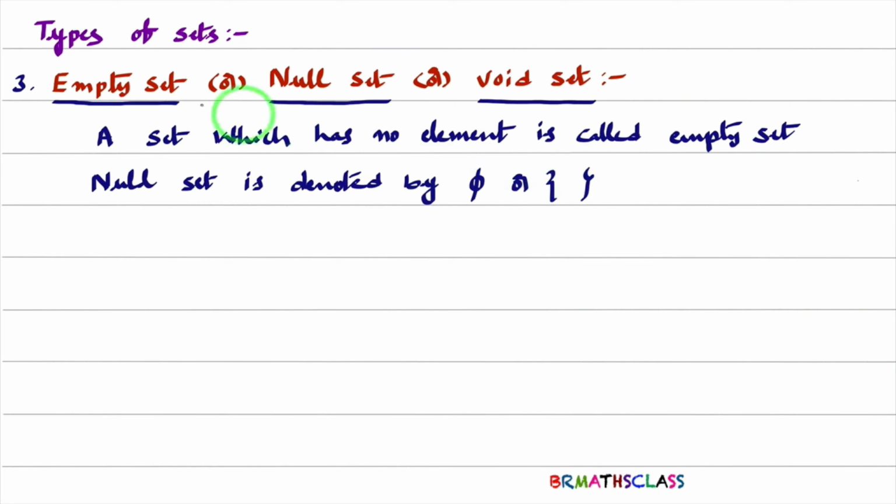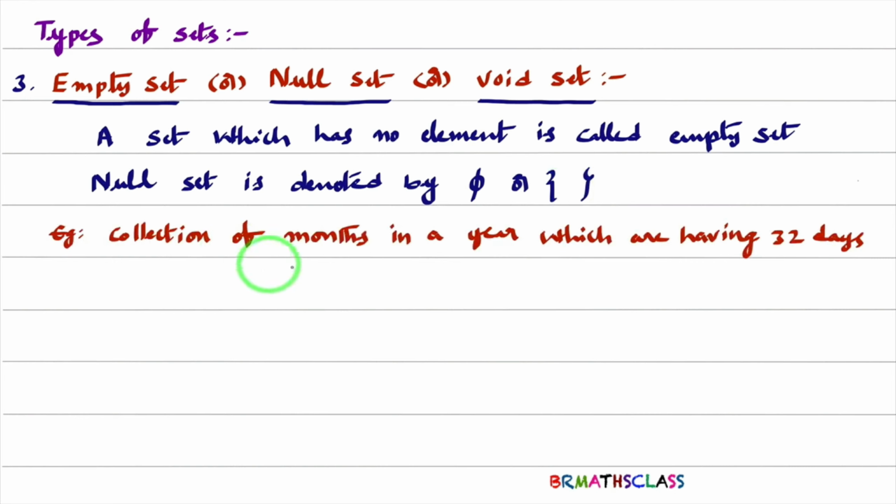So we learned about the empty set. A set which has no element is called an empty set. Null set is denoted by phi, or simply we write only brackets without anything in between them. We'll try to understand this null set with an example. Collection of months in a year which have 32 days. We know that in a year 12 months are there. Please tell the months which have 32 days. We know that we don't have any month which has 32 days.